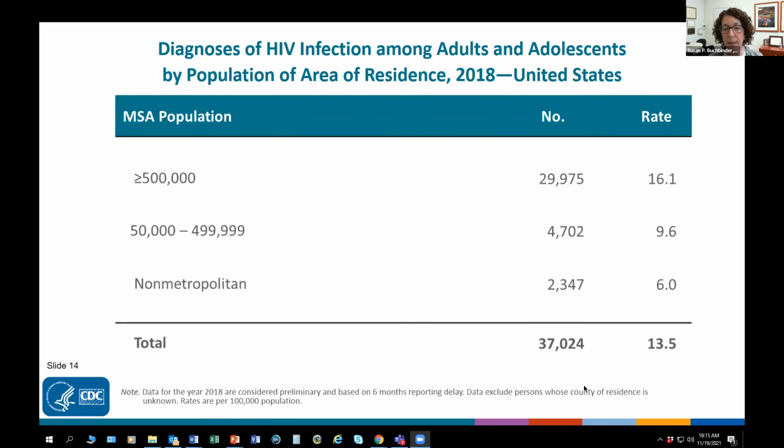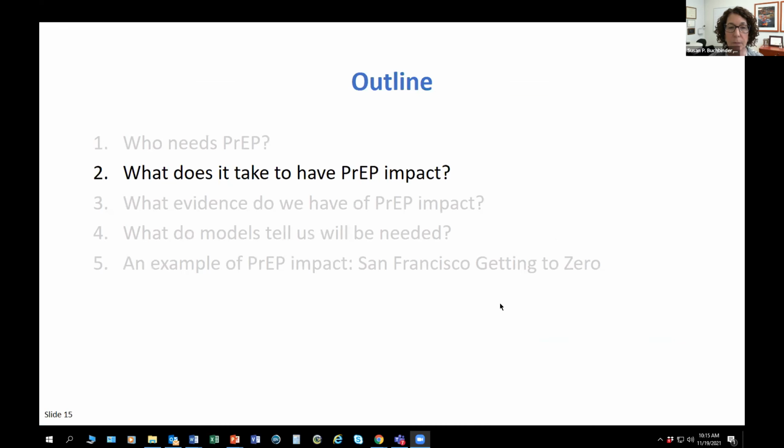And then if we look at the 37,000 new infections in 2018, almost 30,000 of them were in cities of greater than or equal to 500,000 people. So this is predominantly an urban epidemic, but we have some peri-urban and rural areas, particularly in the Midwest and the South. So what does it take to have PrEP impact?